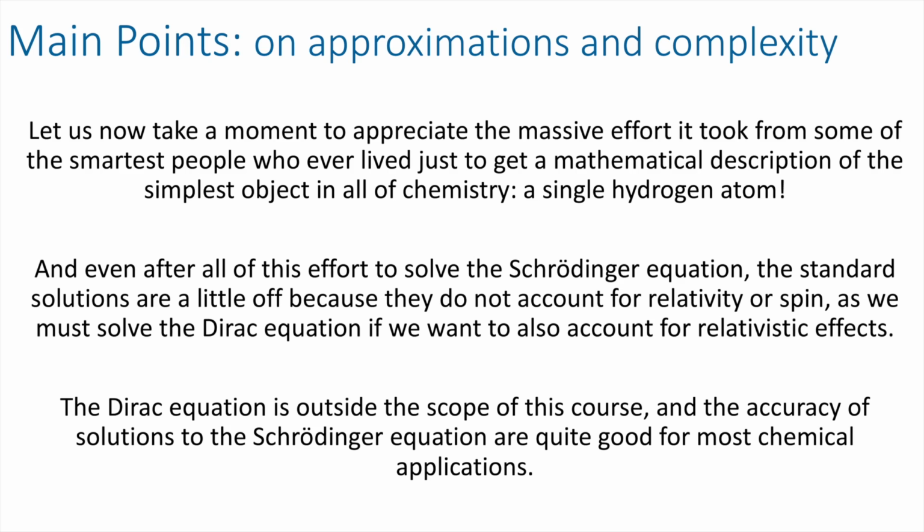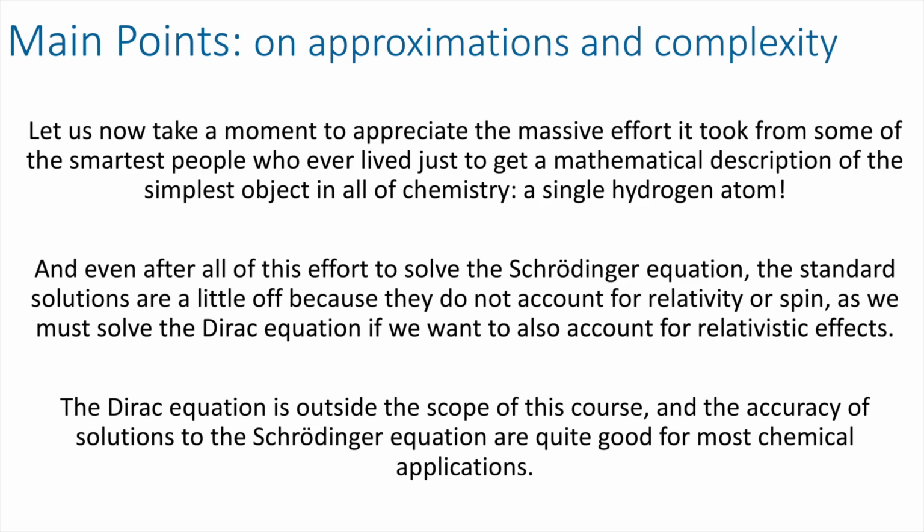Seems like that, this is the simplest object in all of chemistry, and you see how complicated the math gets. And even after all of that effort to solve the Schrödinger equation, those standard solutions are still a little off because they don't account for relativity or spin, right? We need the Dirac equation for that.